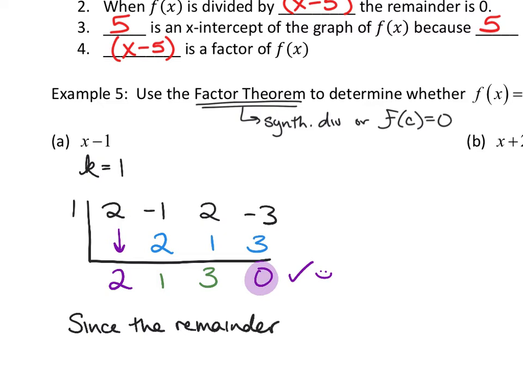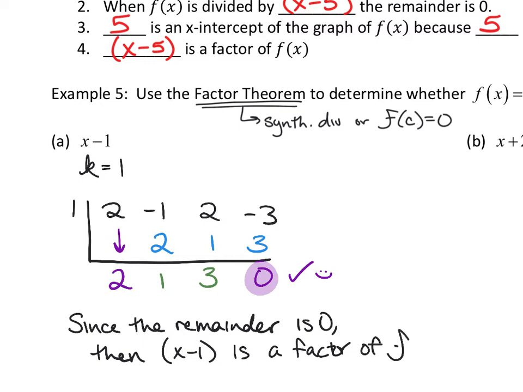I'm just writing that out in words. Since the remainder is 0, then x minus 1 is a factor of f of x. Didn't actually have to show the final factored form. It was just wondering if it is a factor. So that is one of the ways you can answer this question. If you're trying to determine if something is a factor, check the remainders.